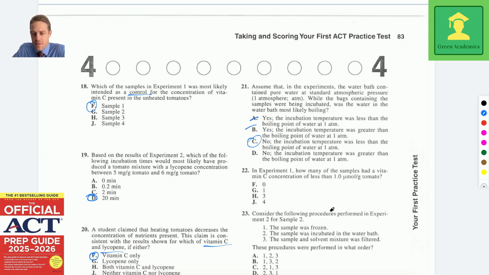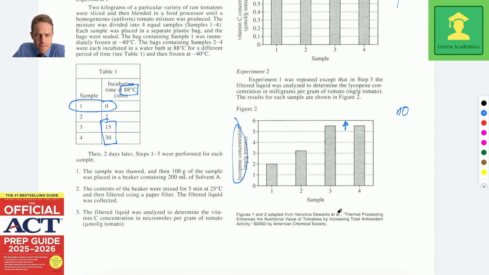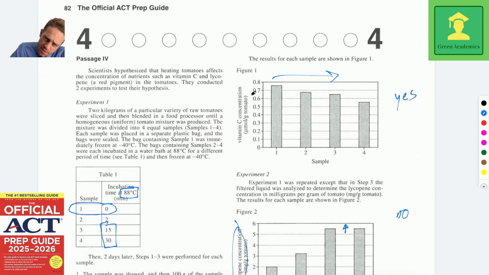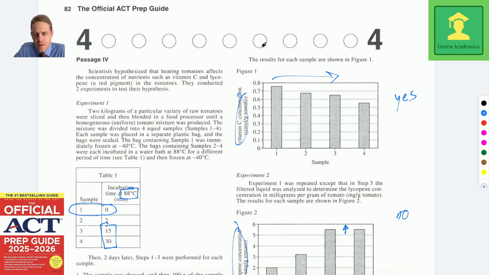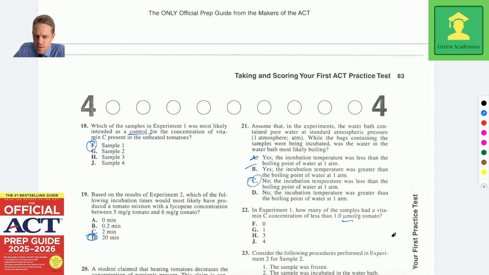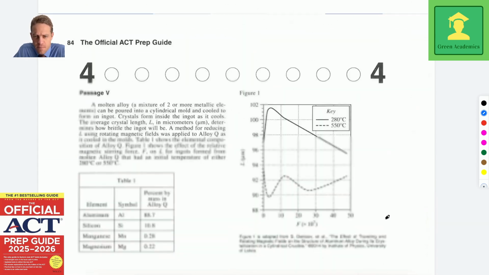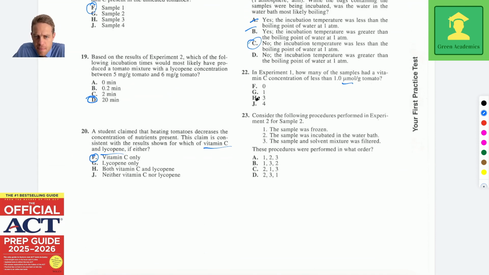In experiment 1, how many of the samples had a vitamin C concentration of less than 1 per gram of tomato? Well, am I missing something, or isn't that all 4 of them, right? Because this would be 0.9 and this would be 1. So I would have said it was all 4 of them, unless I'm missing something. Yeah, it's all 4 of them, right? It almost seems like a trick question, but it's not really.